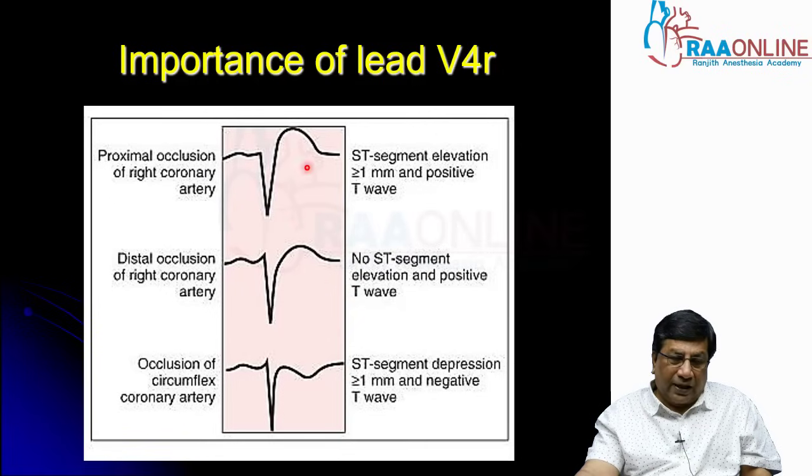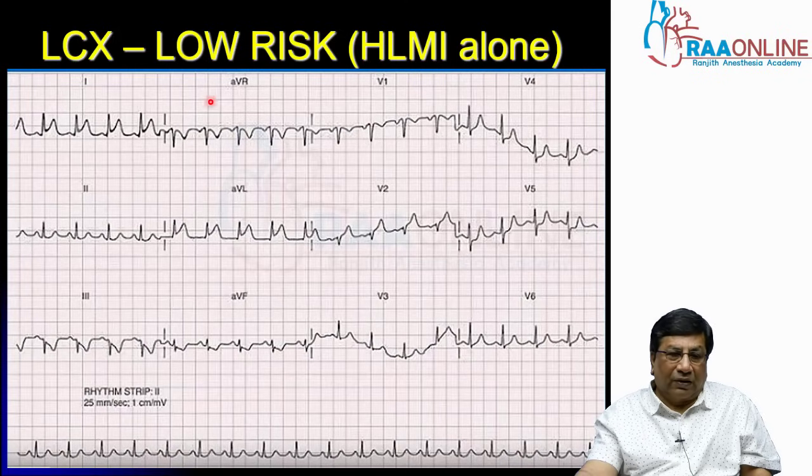In the right coronary, whether it is proximal or distal: if lead V4R shows ST elevation, it is proximal right coronary. Normal ST segment and normal T wave, distal right coronary. If there is ST depression and T wave inversion, it is left circumflex. So V4R is crucial in diagnosing these three types of occlusions. So now we try to know how to risk stratify a patient who has got left circumflex infarction.